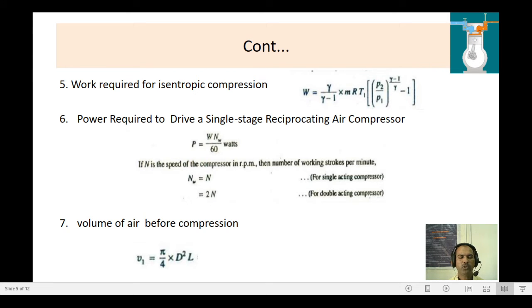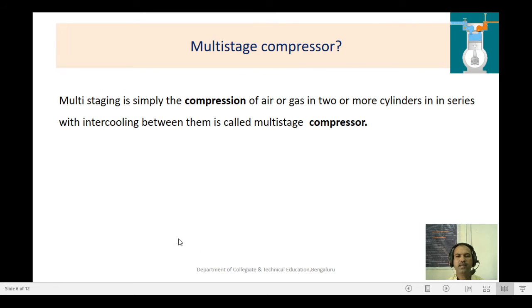And sometimes you have to calculate the volume before compression with the help of this formula, that is area into L, where L is the stroke length and the area is pi/4 d squared, where d is the bore diameter of the cylinder. Sometimes in a problem you may be asked to find the bore diameter, so you can use this formula. And let us move towards the multi-stage compressor.